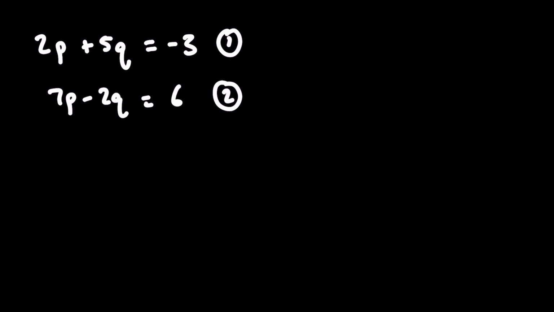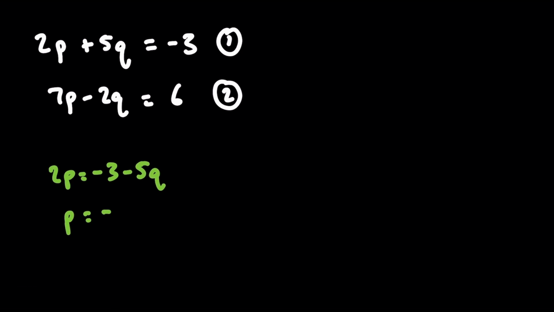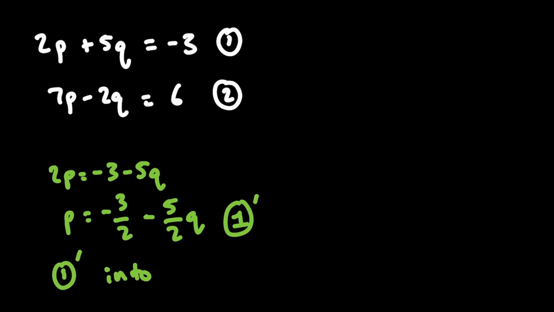But the lower the number, or the more integer-like the number is, the easier the question is going to be. And so I'm just going to choose to rearrange for p over here. So if I were to do that, I would have 2p equals minus 3 minus 5q. And that means that p equals minus 3 over 2 minus 5 over 2q. And that is my equation 1 modified. And so if I've modified the first equation, I have to put this into the second equation.